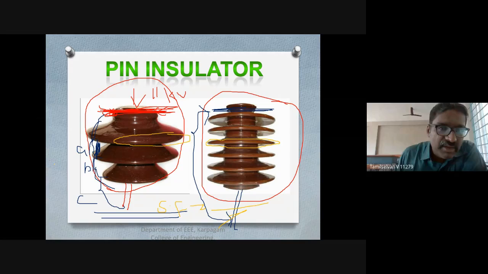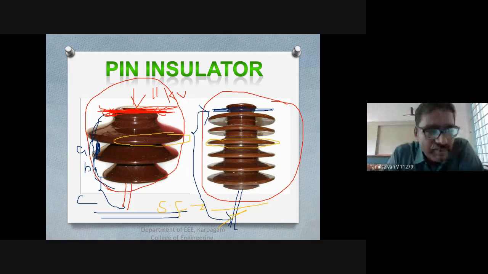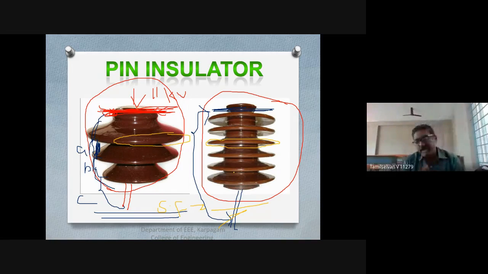Normally for this type of insulator, the safety factor will be 10. Normally the desired factor will be high. If it's high, the flashover will take place before the insulator gets punctured, so the insulators will not get damaged. That's why the safety factor should be high. Normally pin type insulators have a safety factor of 10.